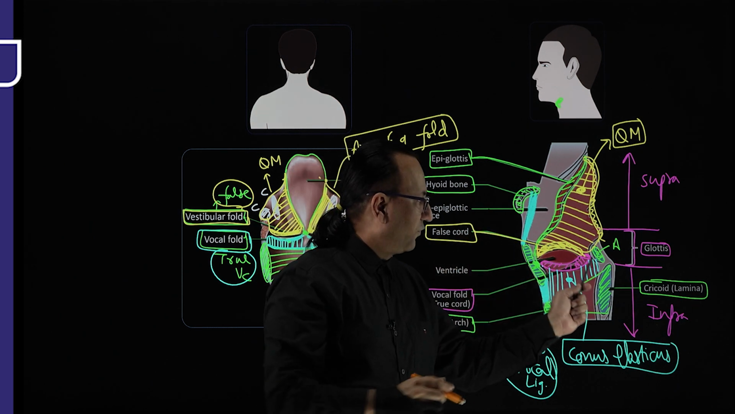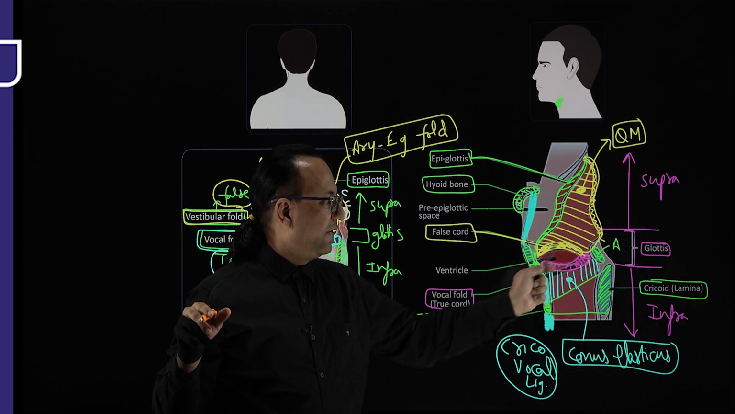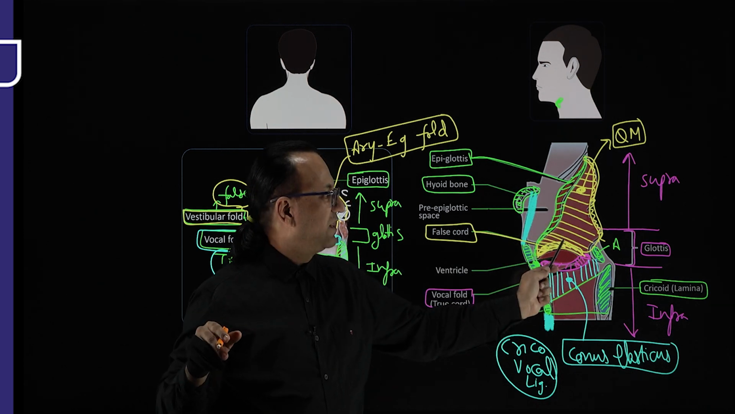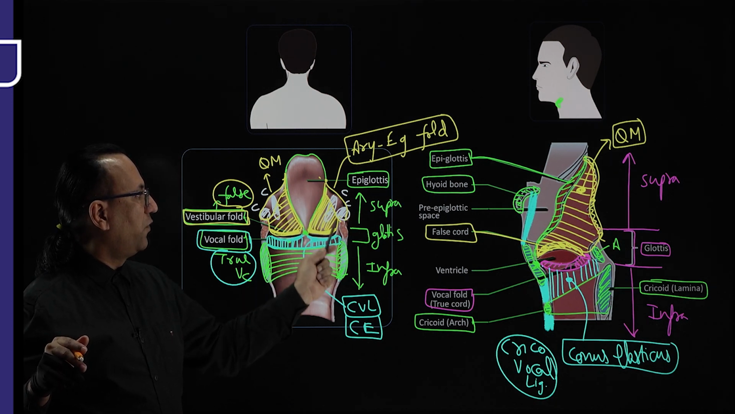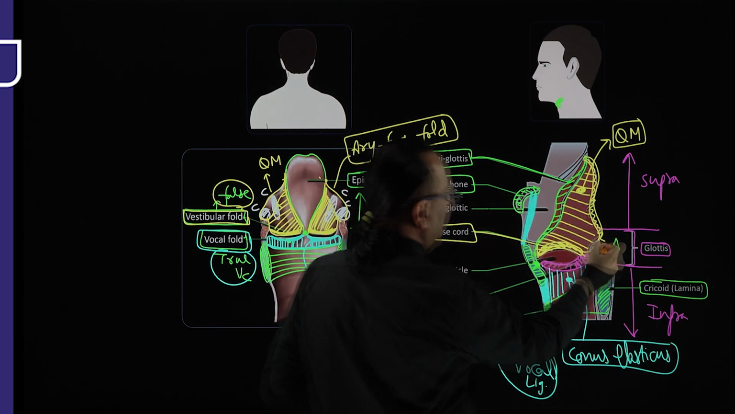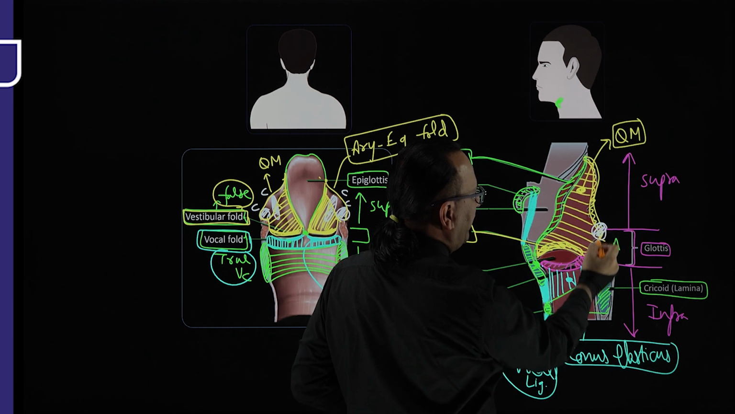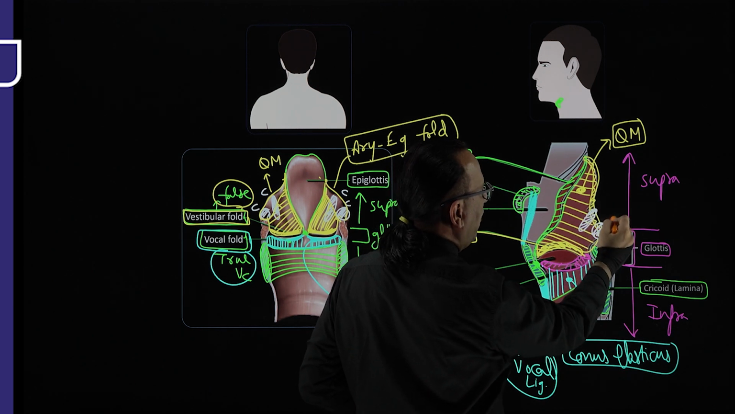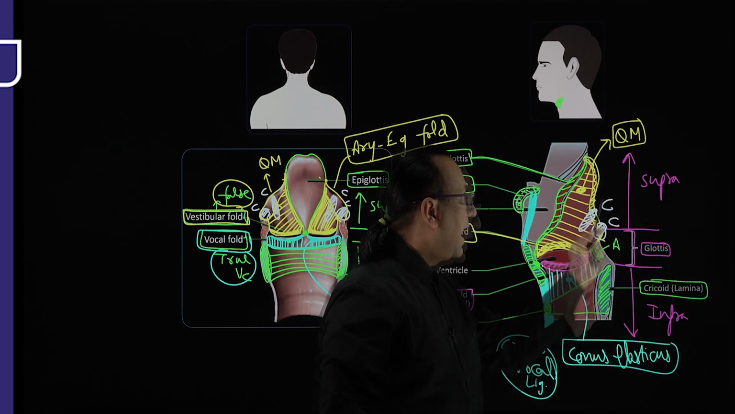False vocal cords are called false because they do not produce any vocals. They are just protective in nature, and they are the inferior free border of the quadrangular membrane. So this is a sagittal section of the quadrangular membrane, and this was the coronal section. In the upper free border, which is the aryepiglottic fold, you have the corniculate and cuneiform cartilages, which can be seen here as well. In the aryepiglottic fold we'll have the corniculate cartilage sitting on the tip of the arytenoid, and still more anterior will be the rod-shaped cuneiform cartilage. Be it the corniculate or cuneiform cartilage, they will be embedded in the mucosa of the aryepiglottic fold.